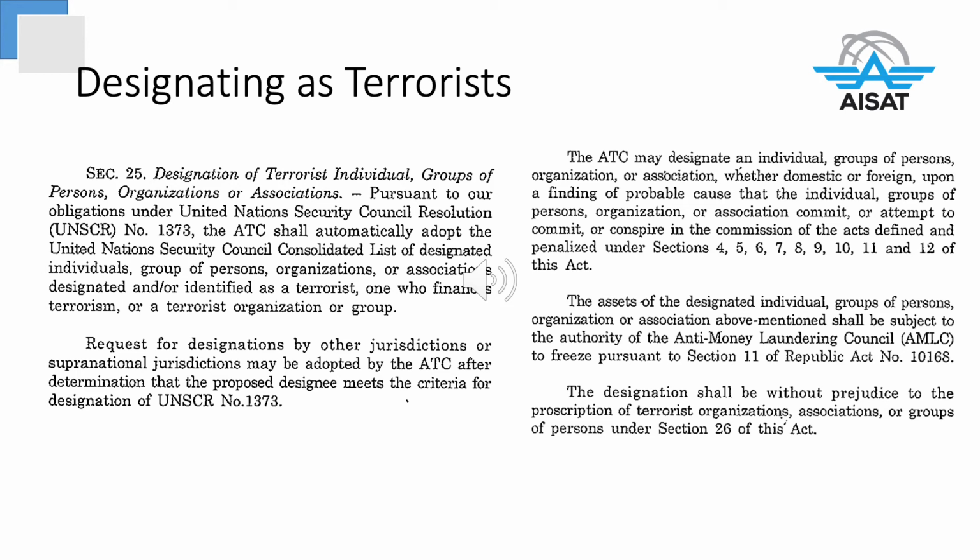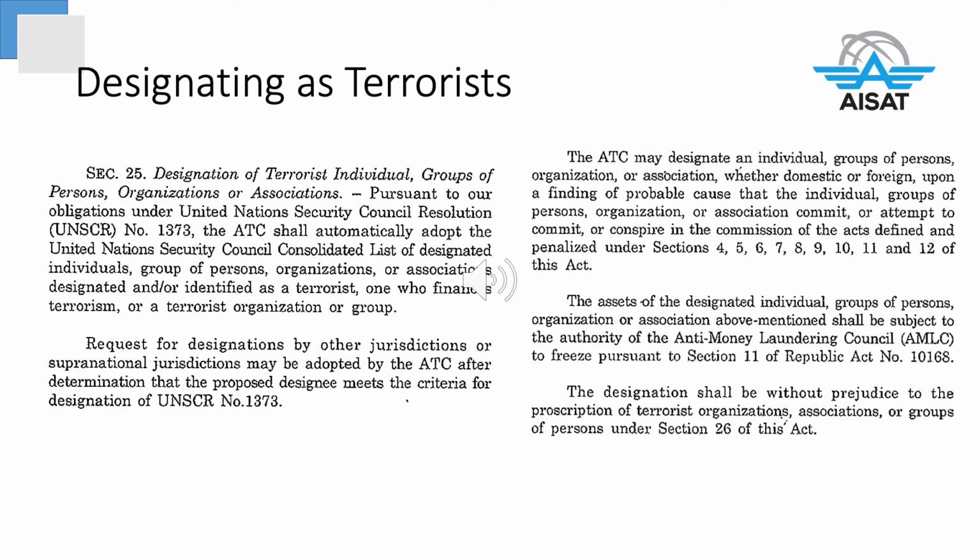Requests for designations by other jurisdictions or supranational jurisdictions may be adopted by the ATC after determination that the proposed designee meets the criteria for designation under UNSCR number 1373. The ATC may designate an individual, group of persons, organizations, or associations, whether domestic or foreign, upon a finding of probable cause that the individual, groups of persons, organization, or association commit or attempt to commit or conspire in the commission of the acts defined and penalized under Sections 4, 5, 6, 7, 8, 9, 10, 11, 12 of this Act.